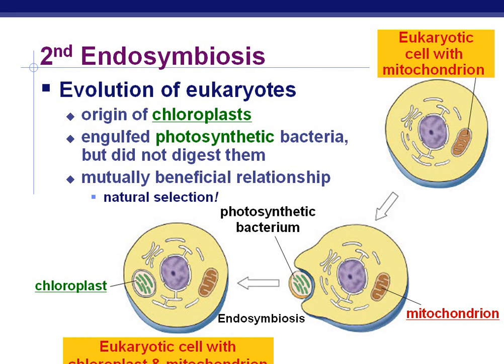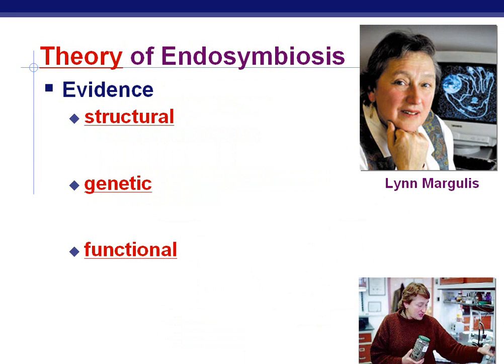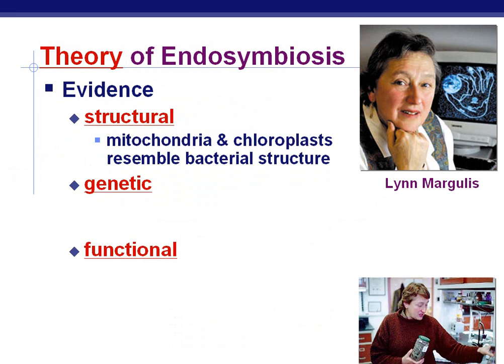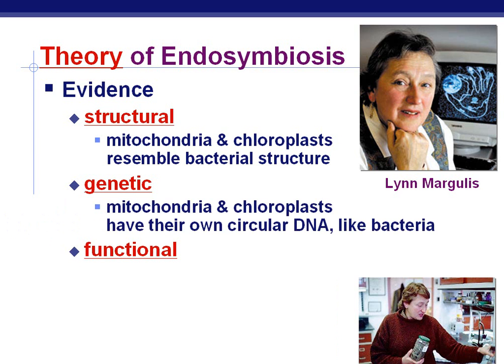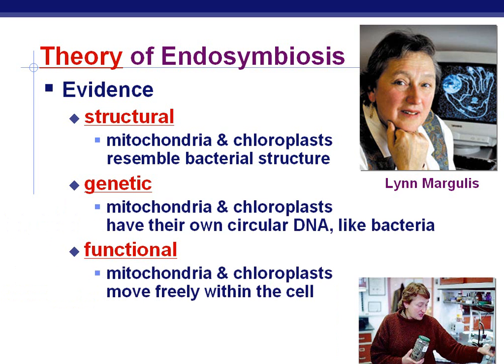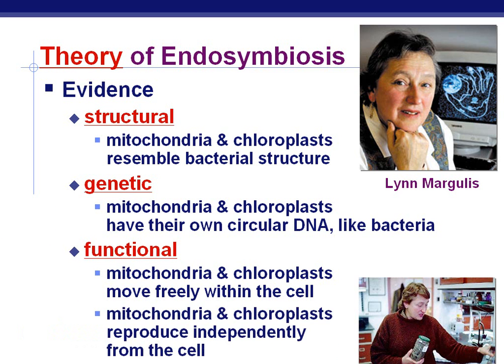So who developed the theory of endosymbiosis? Lynn Margulis. And here's the evidence. Structural: mitochondria and chloroplasts do resemble bacterial structure, and we definitely spent a lot of time with this a while ago. Genetic: remember that mitochondria and chloroplasts have their own circular DNA like bacteria? And last, functional evidence. Mitochondria and chloroplasts move freely within the cell. They're not bound to the cytoskeleton like some of the other organelles. Also, mitochondria and chloroplasts reproduce independently from the cell. They are not dependent upon the division of the nucleus.